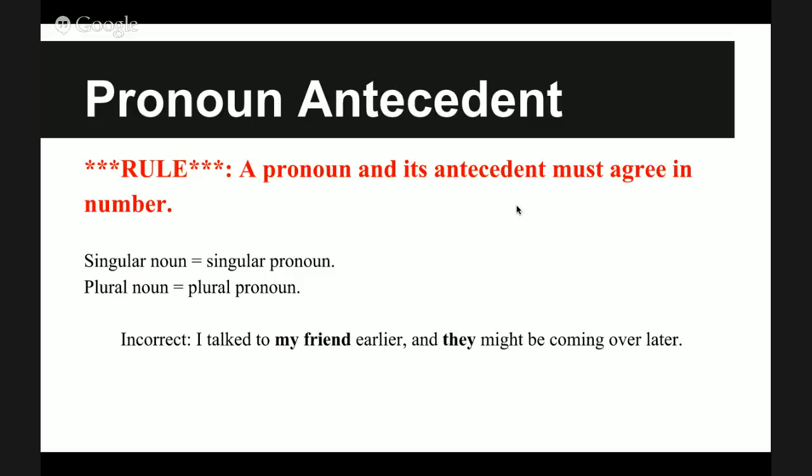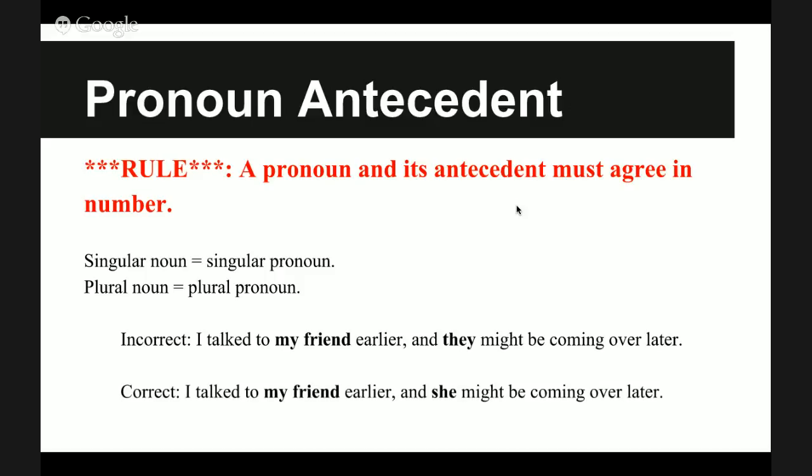And there's an easy fix for this once we recognize that there is pronoun antecedent disagreement. Okay, so a corrected version would be, I talked to my friend earlier and she might be coming over later. So now we have a singular pronoun replacing a singular antecedent. My friend, a single person. She, a single person.